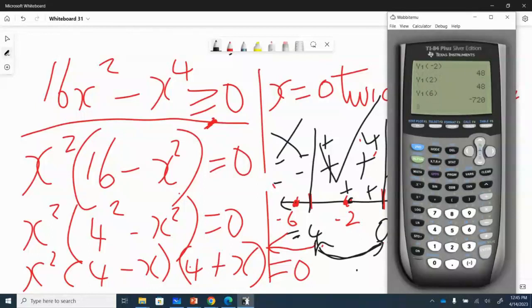And hit enter. Negative 720. Question: is negative 720 greater than 0? Somebody, unmute yourself and answer. No. Good. No, it's not.